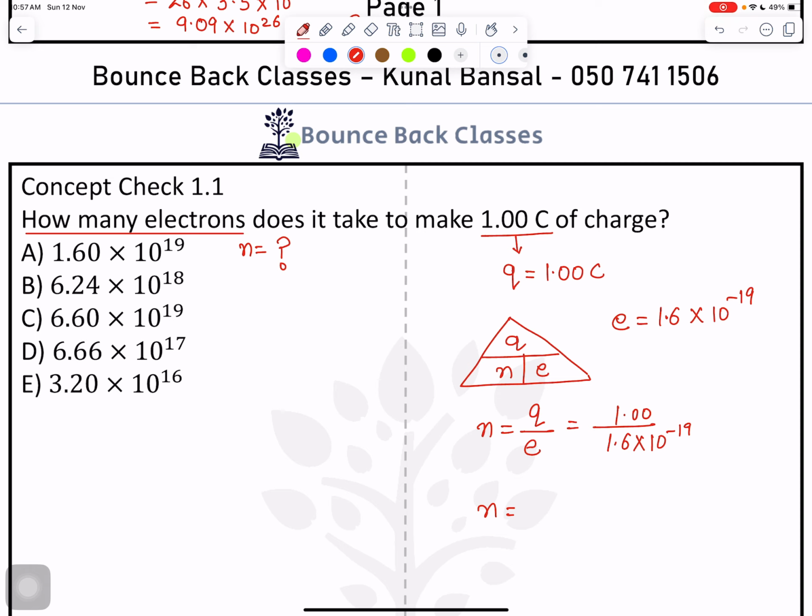N equals to, what is the value? Yes. Tell me fast. So we have 6.24 multiply 10 raised to the power 18 electrons. Clear guys? So this is your answer, option B. Fine? Okay.